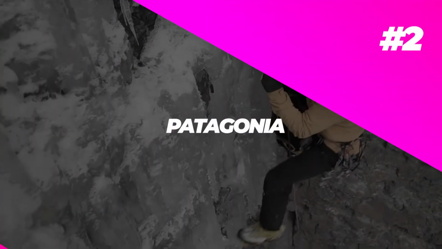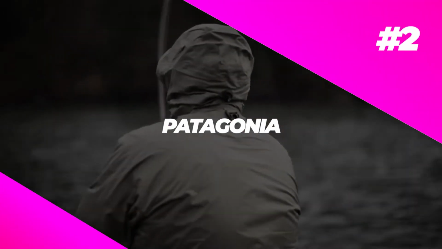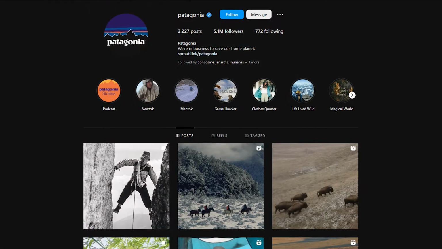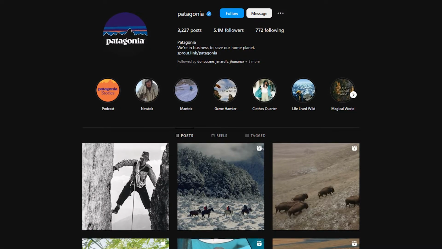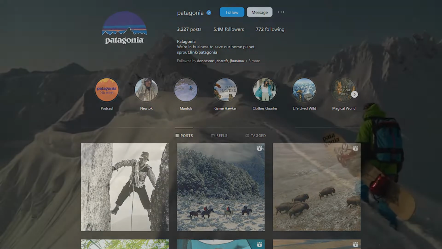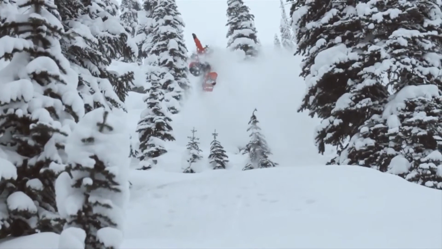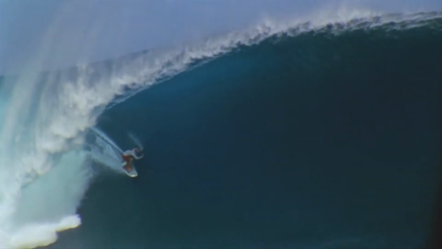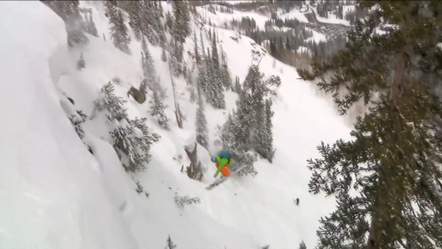Next up is Patagonia. Now, Patagonia is a brand with passionate followers, to say the least. Their ambassadors are more often than not inspirational adventurers who embody the outdoor adventure lifestyle. Now, while many brands spend tens or hundreds of millions on ads a year, Patagonia spends little to nothing of their annual revenue on such advertising.